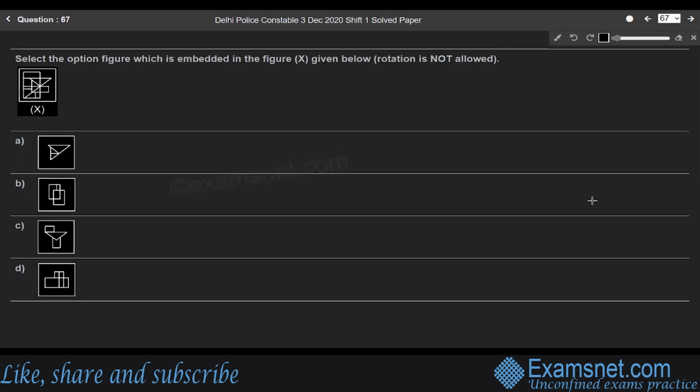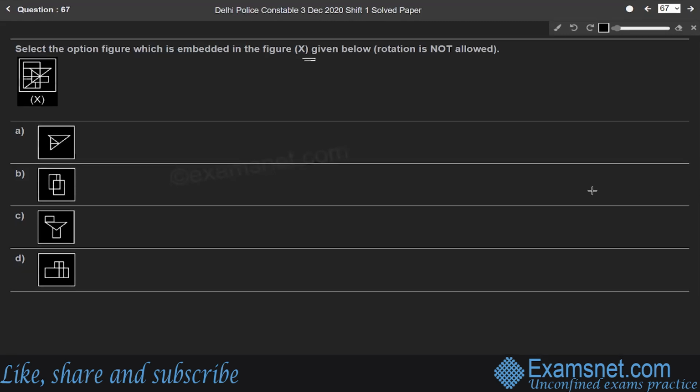Question 67. Select the option figure which is embedded in the figure X given below. Rotation is not allowed. So here the given figure is like this. Look at the options. Option A. So option A is this part of the given figure, which I am showing here. Option A is clearly embedded in the given figure, right? Hence, option A is the right answer.